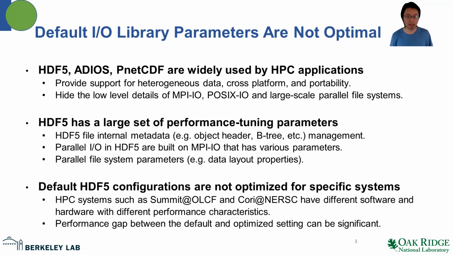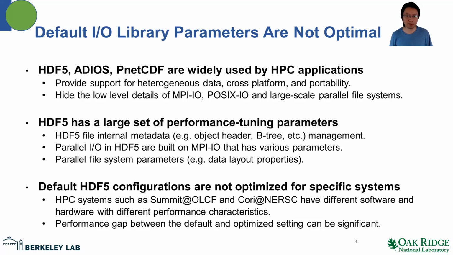Additionally, the parallel I/O in HDF5 is built on MPI I/O, and it allows passing in MPI I/O hints through the HDF5 interface. HDF5 can also be configured with parallel file system parameters, such as the data layout properties of the HDF5 file.